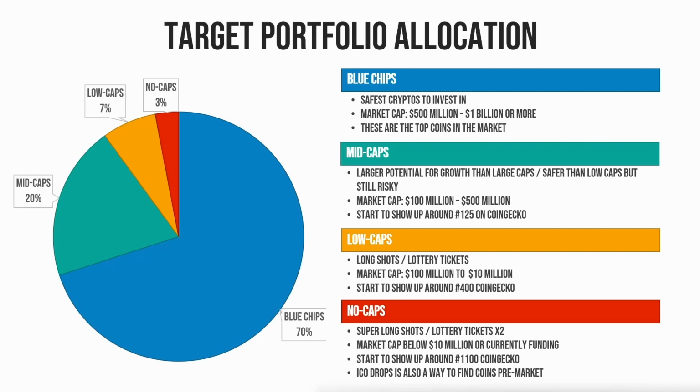You still want to try to maintain around 70% blue chips, 20% mid caps, 7% low caps, and around 3% no caps. And we explain what no caps are, right? Essentially coins that are brand new. And go back to these videos and watch what we were explaining there. We kind of break it down a bit more in depth in that video. But take what you have from your watch list and you want to apply that to your actual portfolio now.